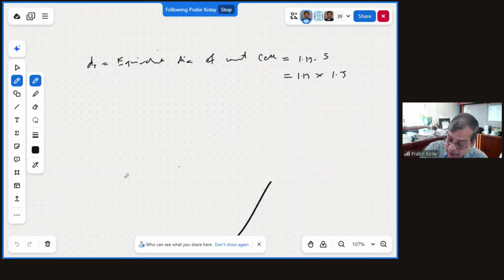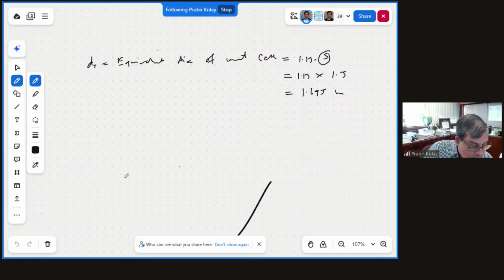So spacing is 1.5 meter. S is the spacing. Sometimes some books use S for spacing, sometimes some books use L. You need to be careful which one. So basically 1.5, this will give you 1.695 meter. This is the equivalent diameter of the unit cell, so this is talking about the diameter.